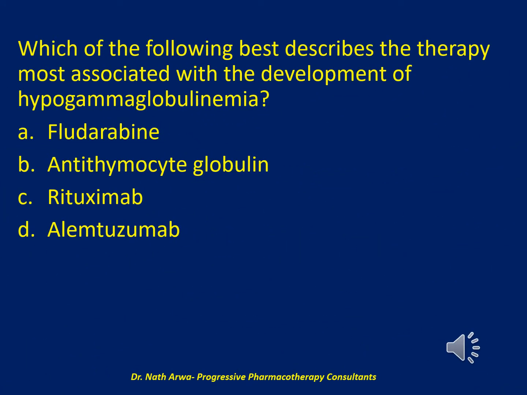And the first question reads, which of the following best describes the therapy most associated with the development of hypogammaglobulinemia? Is it A. fludarabine, or B. antithymocyte globulin, or C. rituximab, or is it D. alemtuzumab? I will give you 10 seconds to choose the correct answer to this question from the listed options.